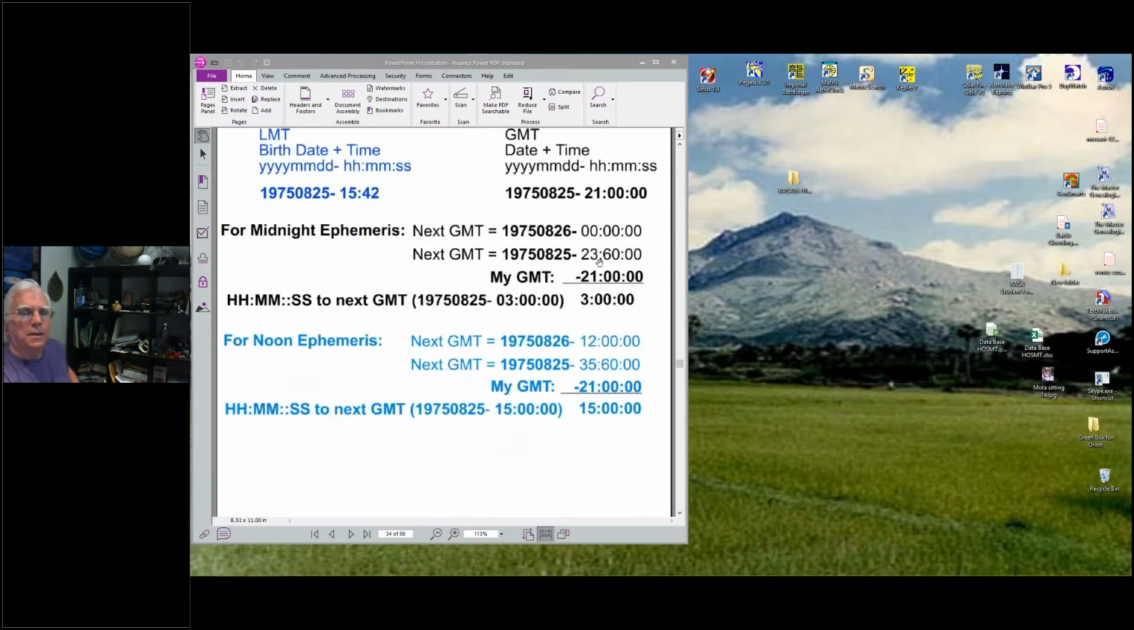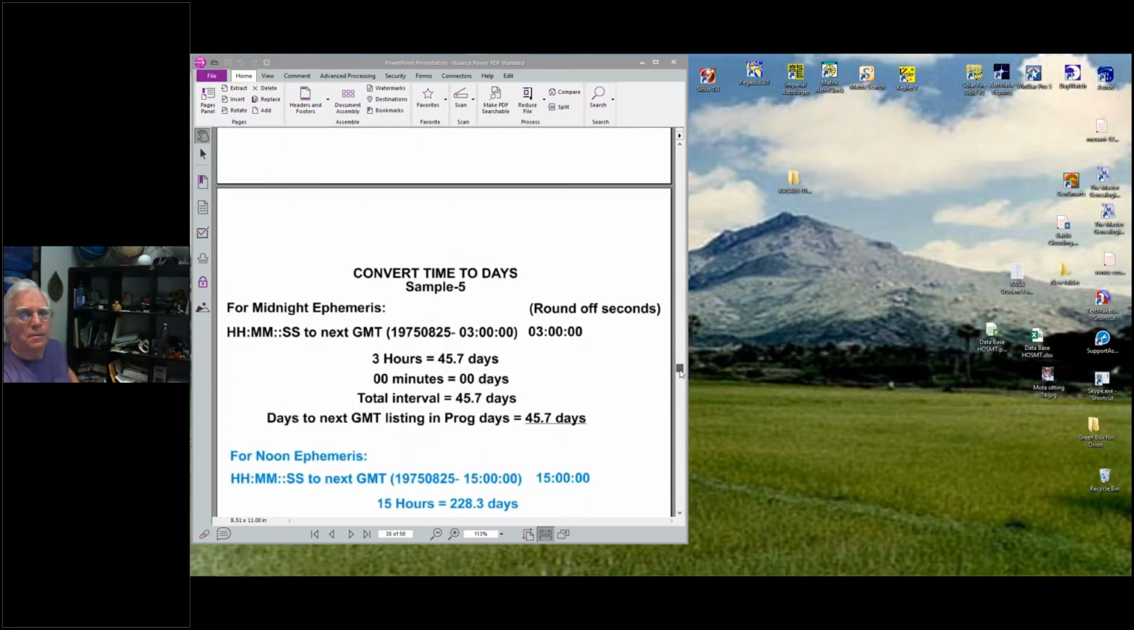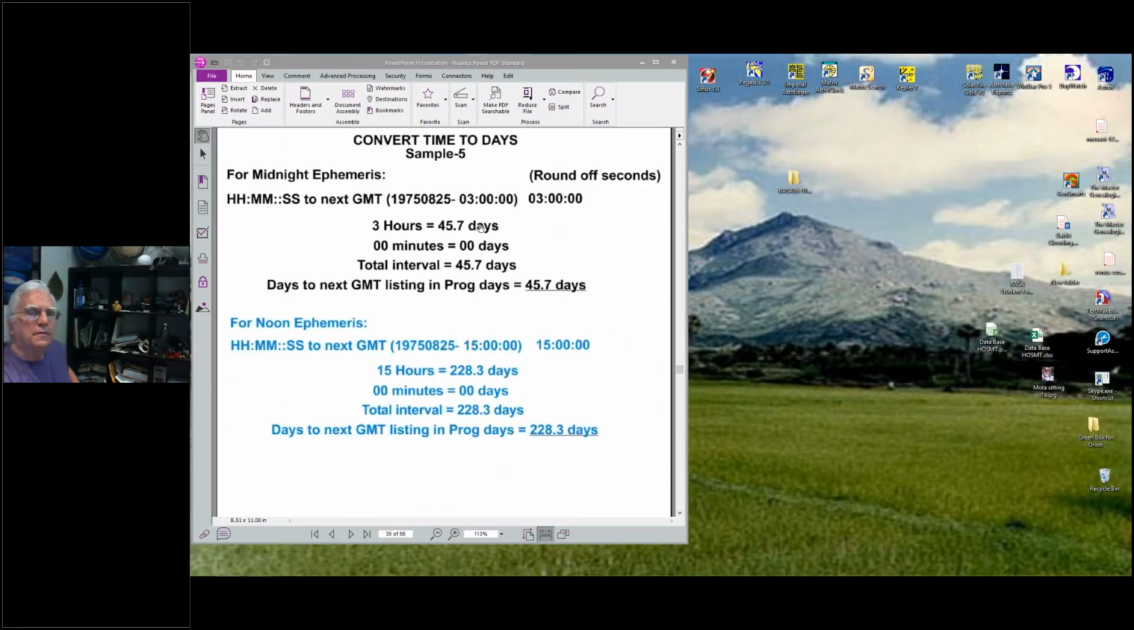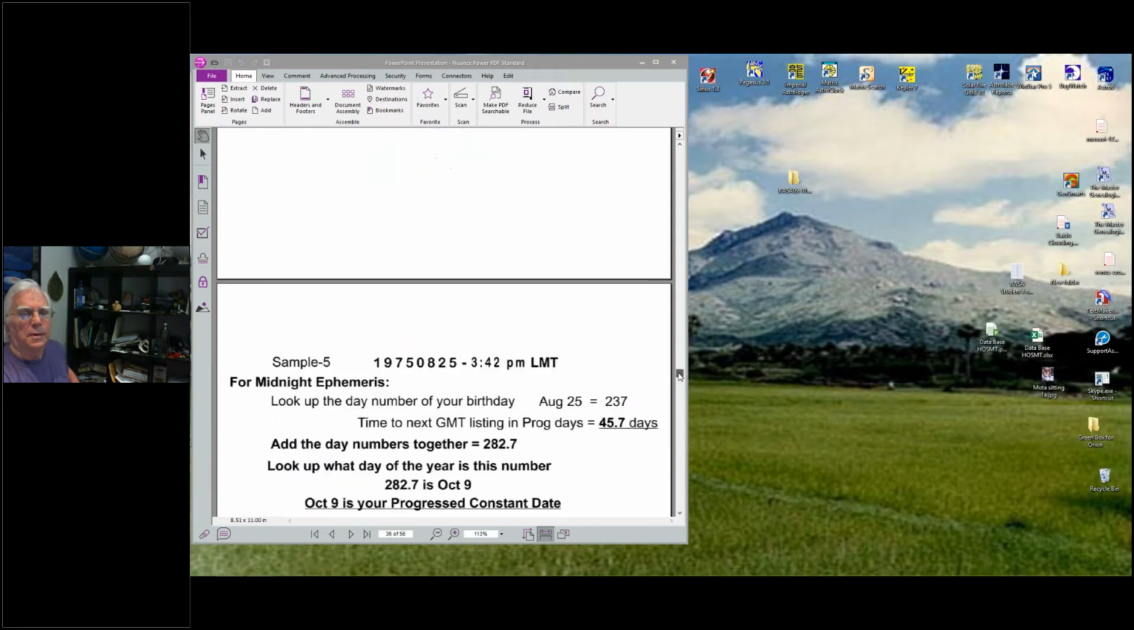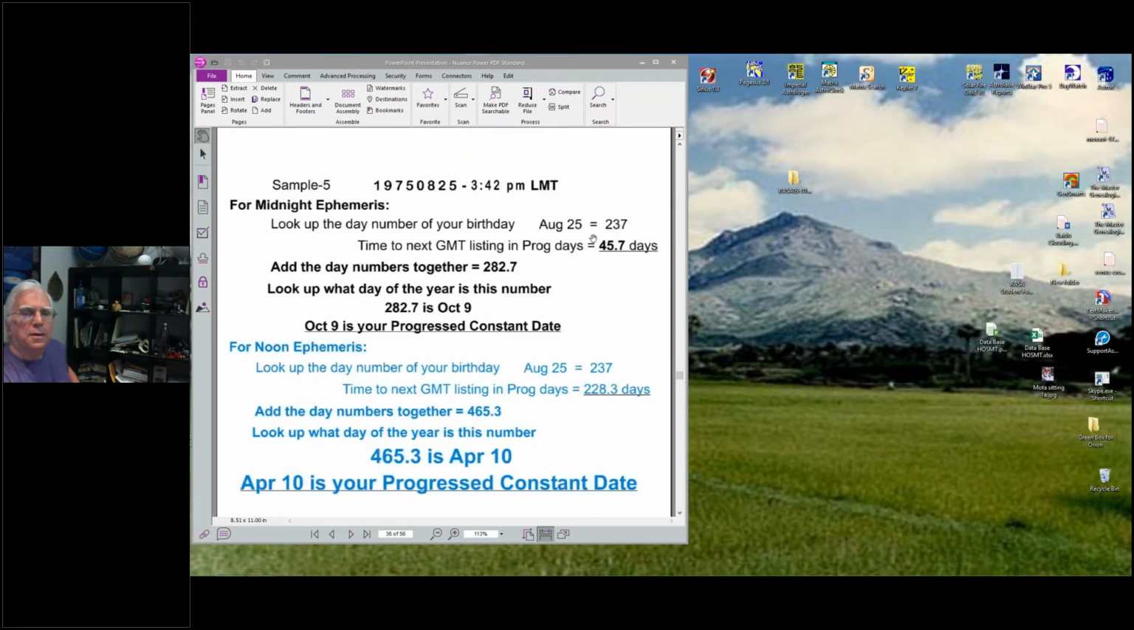So then you get that difference. That's the Greenwich Mean Time of birth. How many hours to the next midnight? 3 hours. You take the 3 hours, 45.7 days. That's the number of days to the next midnight listing. When you get your birthday, August 25th, 237, add the 45.7, you end up 282. You look up that day, you'll see it's October 9th, and that's the progressed constant date.